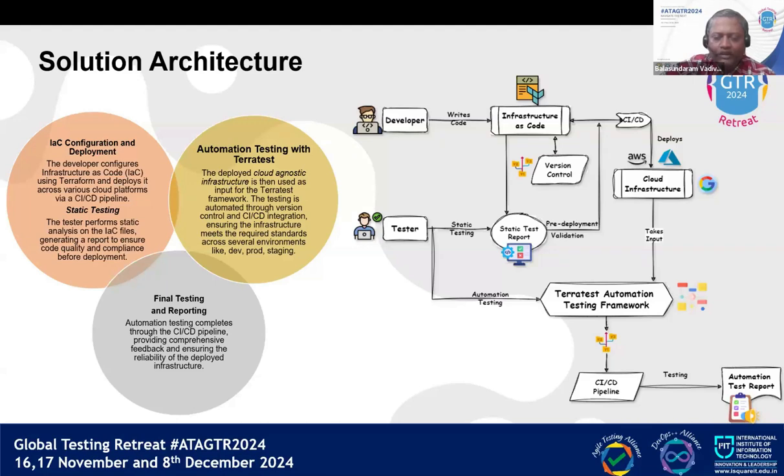Then after it gets deployed, our Terratest automation framework, which we have developed, comes into place, and it will validate whether the infrastructure we have deployed is correctly stood up as per the requirement or not, and it is integrated in a CI/CD pipeline. This is how generally we will have our automation framework that helps to validate the infrastructure is created or not.